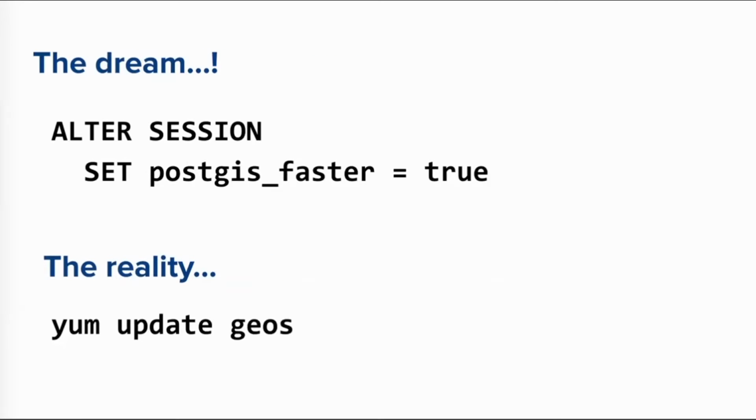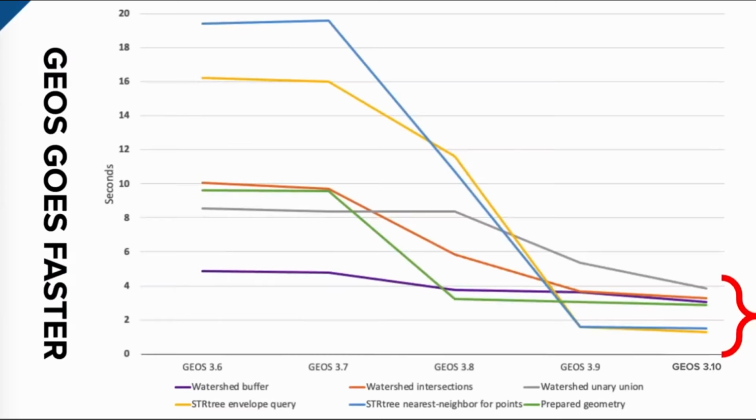So is there a PostGIS faster feature flag? There is not. There is, however, the next best thing, really the only thing that will make things go faster without having to look at your query and your data. And that is simply upgrading your version of GEOS. So GEOS 3.6 came out in 2017 approximately. The release cadence of GEOS is about annually. And for geometry processing operations, GEOS just keeps on getting faster.